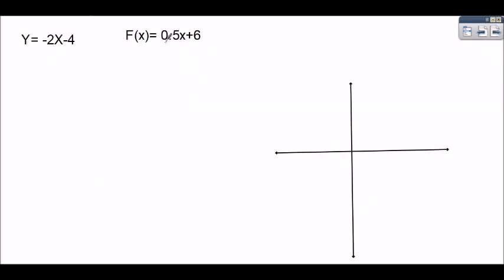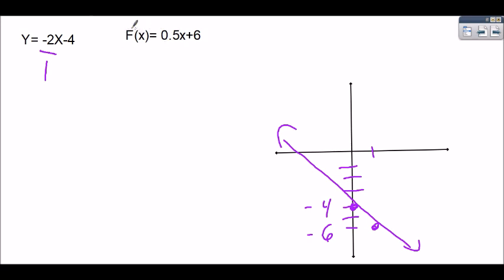Alright, so I have y is equal to negative 2x minus 4, so I start with negative 4, and then I'm going to go down 2, and I need to make this a fraction over 1. My next one says f of x, and then 0.5. So I'm going to just change f of x to y, and then 0.5 to a fraction. Now I can graph this starting at plus 6, going up 1 over 2.